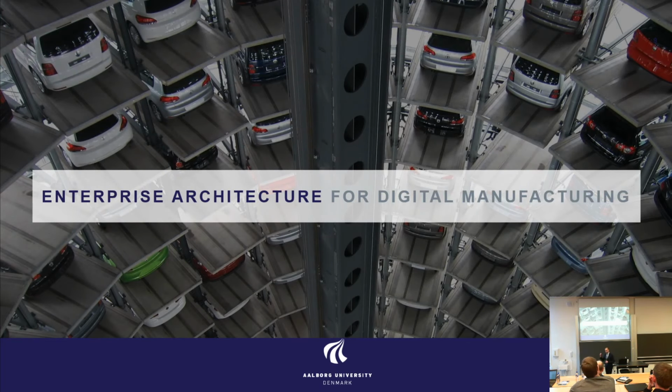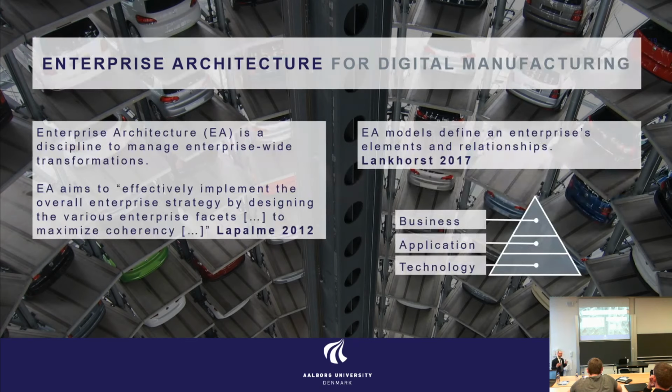So this was digital manufacturing, and now let's look into enterprise architecture. Enterprise architecture is a discipline to manage enterprise-wide transformations, so transformations that involve different departments, that really involve the entire enterprise. The aim of enterprise architecture is to effectively implement the overall enterprise strategy. It does so by designing the different facets of the enterprise, the different aspects of an enterprise, to maximize coherency, to make sure that the entire enterprise is moving in the same direction.